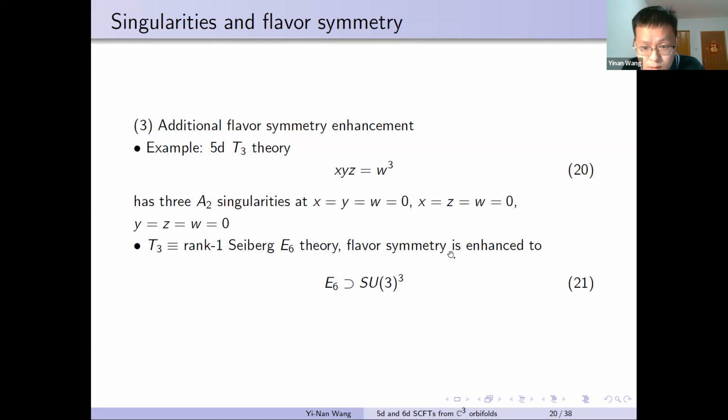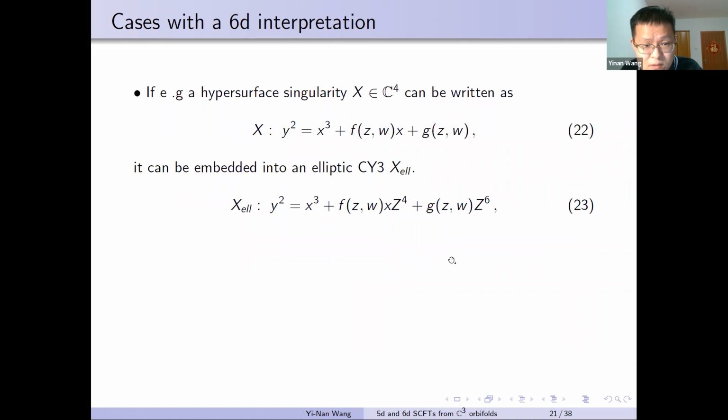Okay. So that was a dictionary between the finite group Gamma and the 5D SCFT. Now what about the 6D SCFT that I also introduced in the beginning? This only happens in some of the cases, but not every case. Suppose that after we write down the equation of the orbifold singularity, it can be written as an equation in 4 complex variables, x, y, z, and w.